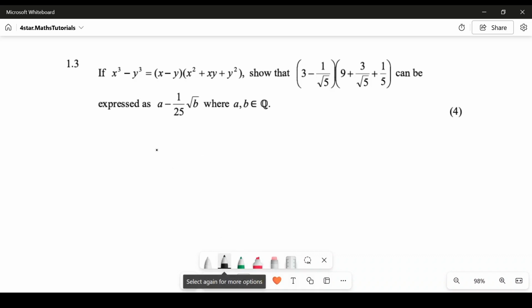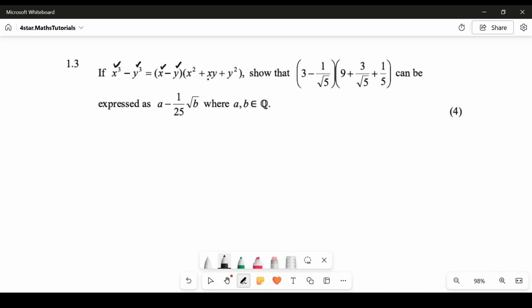We are given a difference of two cubes and it is factorized like this. We know from grade 10 that when we factorize a difference of two cubes, we first find the cube root of the first term, which is x cubed. Then we get x, then the cube root of y cubed, we get y. Then we know that the sign in the first factor is always the same as the sign of the given expression.